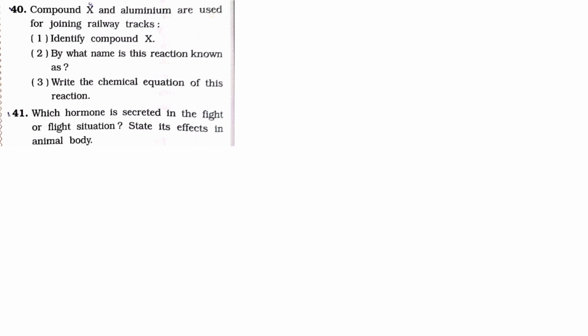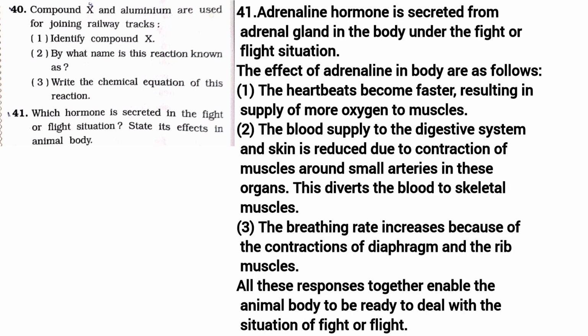Question number 41. Which hormone is secreted in the fight or flight situation? State its effect in the animal body. Answer. Adrenaline hormone is secreted from the adrenal gland in the body under the fight or flight situation. The effects of adrenaline in the body are as follows.